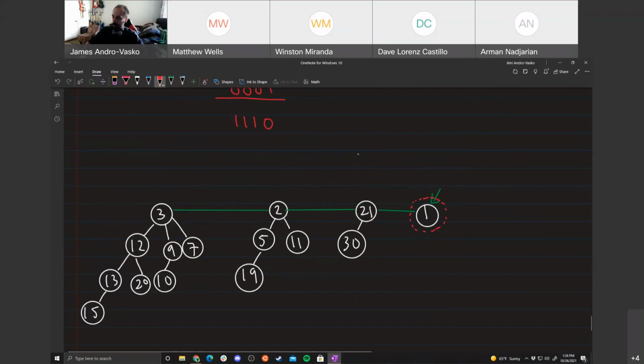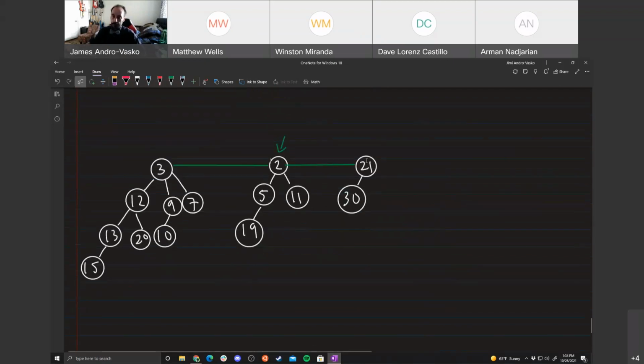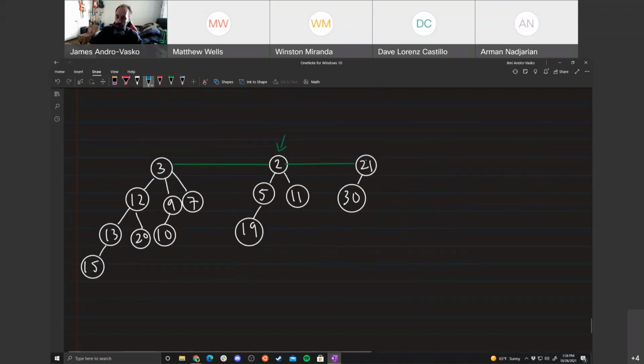Let me do a little cleanup here. Now we're going to have a pointer pointing to that node right there, which will be our smallest element in our structure. And we have the following binary representation of this. So we have 0 B0 trees, 1 B1, 1 B2, and 1 B3.